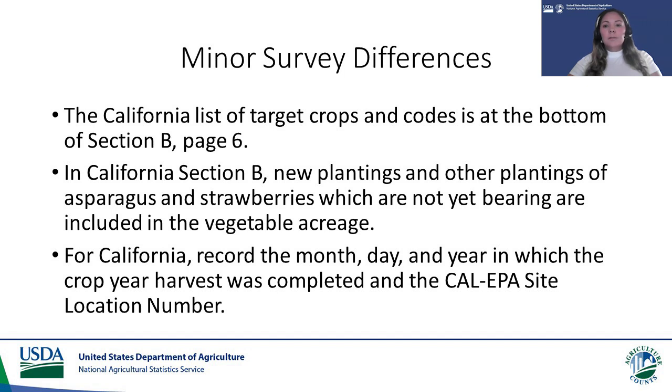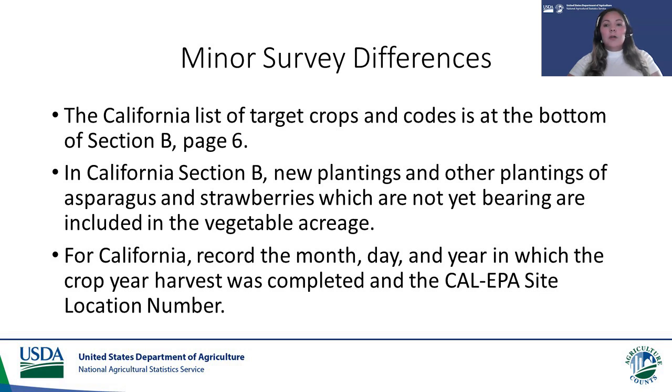In addition, while in other Veg Chem Use surveys, new plantings and other plantings for asparagus and strawberries, which are not yet bearing, are not included in the vegetable acreage, but they are in California. Make sure you include them in the total acreage in the California survey.